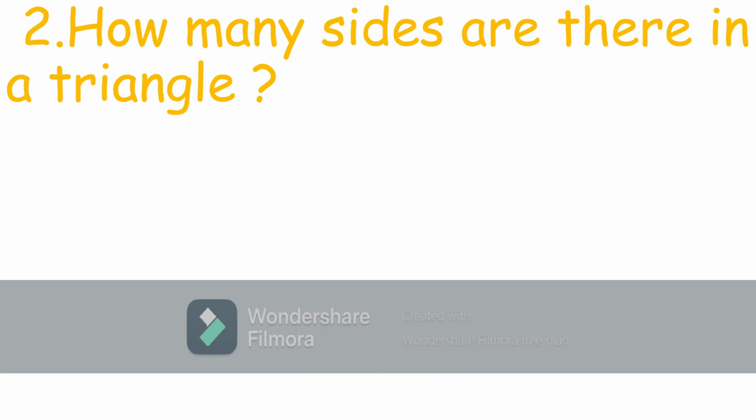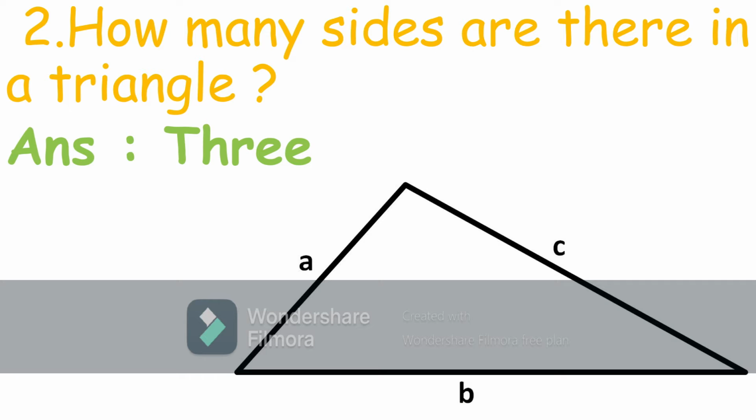How many sides are there in a triangle? Answer is 3. See, A, B and C. There are 3 sides in a triangle. Question number 3.